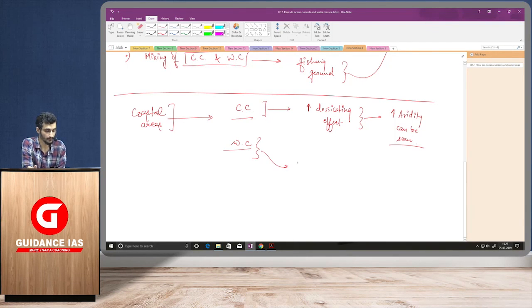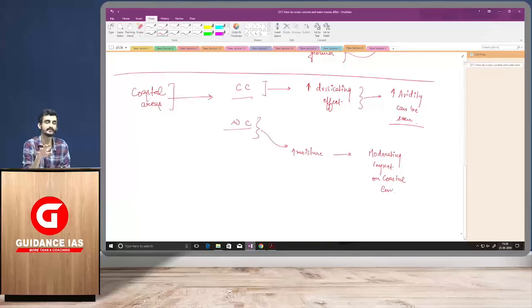Warm currents will lead to what? They have more carrying capacity for the moisture, as a result of which they will lead to more moderating effect, moderating impact over coastal environment. So this is how the ocean currents part needs to be dealt with in the first part.